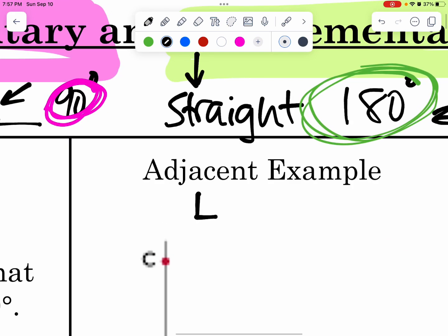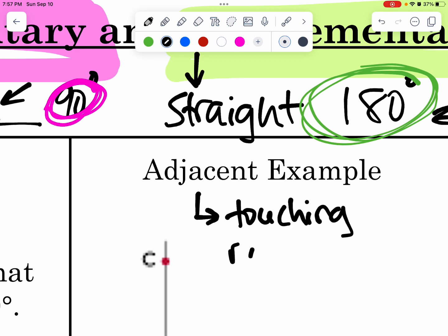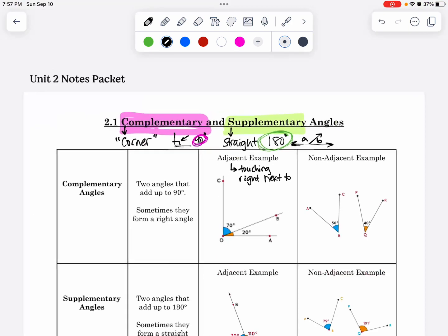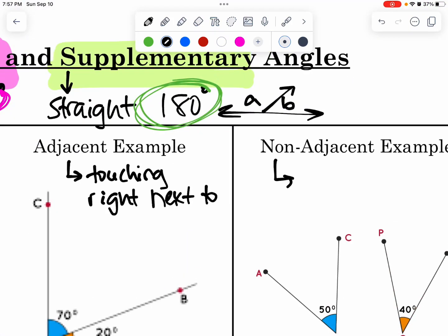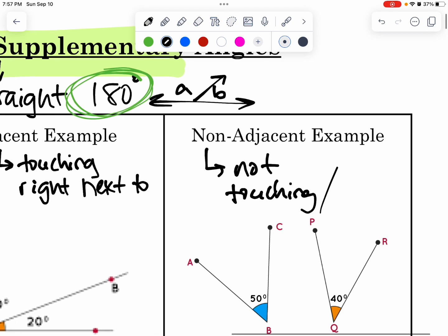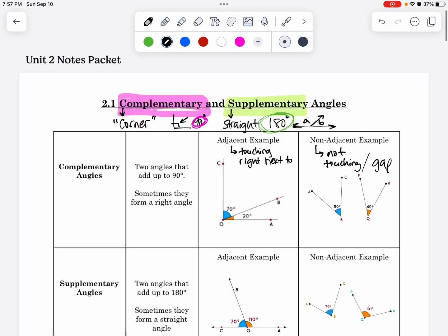So adjacent means touching or right next to. Okay, I'm going to write that, since these are our notes. Touching or right next to. Okay, non-adjacent would mean not touching. There is a gap between them, okay?